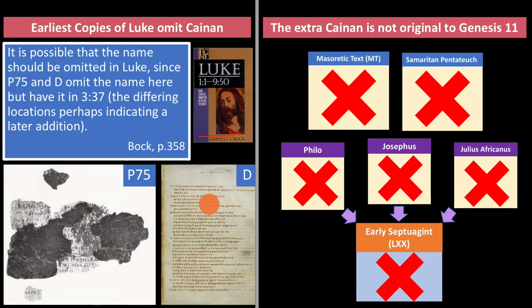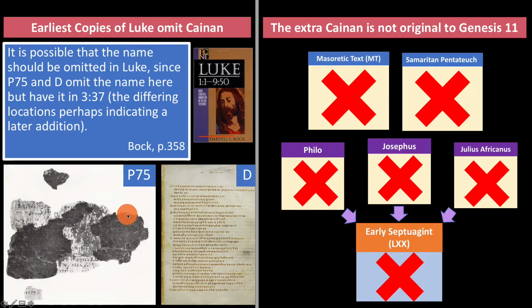When you're reading Codex Bezae and you come to Luke's genealogy, you find out that the author of Codex D has deleted the entirety of Luke's genealogy and slapped in its place Matthew's genealogy. That's right, you heard me correctly. It deleted Luke's genealogy and put there instead Matthew's. So in other words, whoever wrote Codex D was crazy. And you cannot use crazy people as evidence for your position.